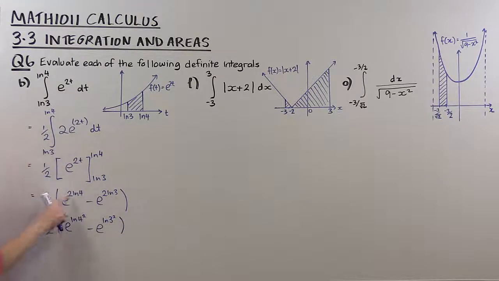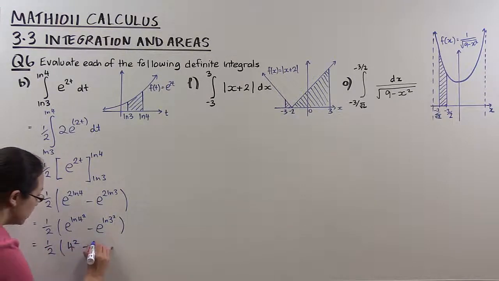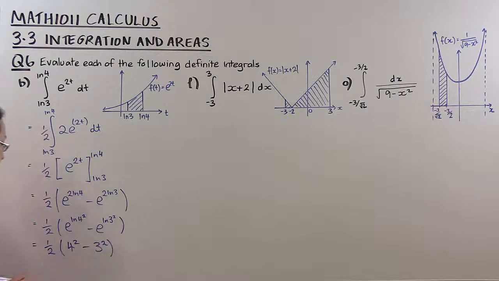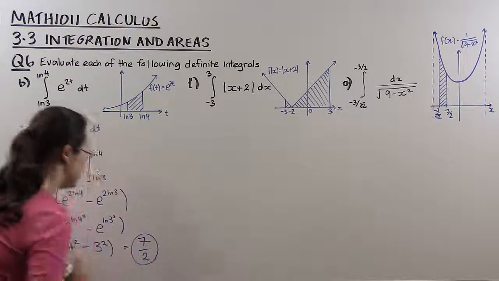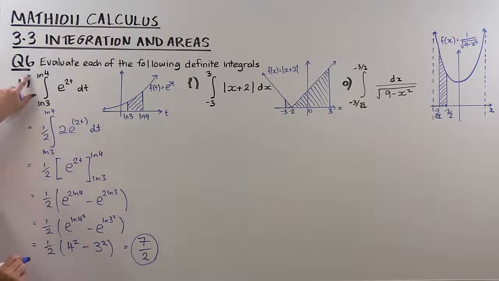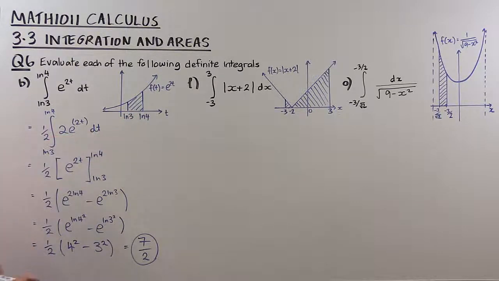So this is using what I would call the upstairs downstairs logarithm rule. I want to do that because e to the power of log of 4 squared is just 4 squared, right? Remember, exponentials and logarithms are inverses of each other. So this is really just half of 4 squared minus 3 squared there. So 16 minus 9 is 7. So 7 on 2 is the final value of that definite integral from log 3 to log 4 of e to the 2t dt. So that is in fact this signed area under the graph.